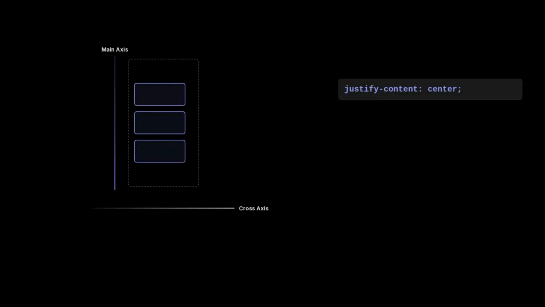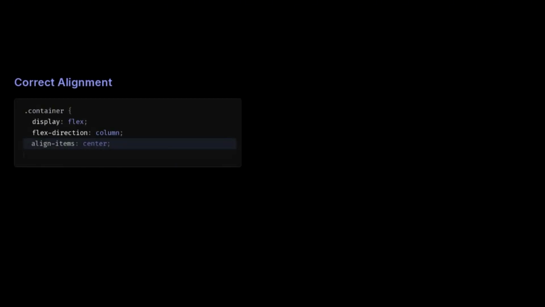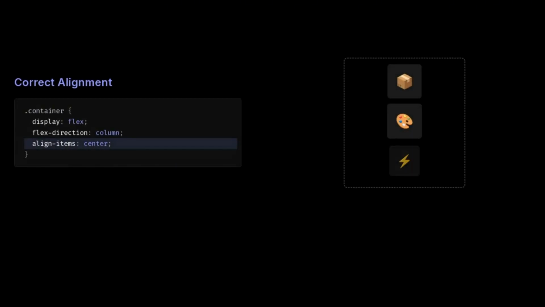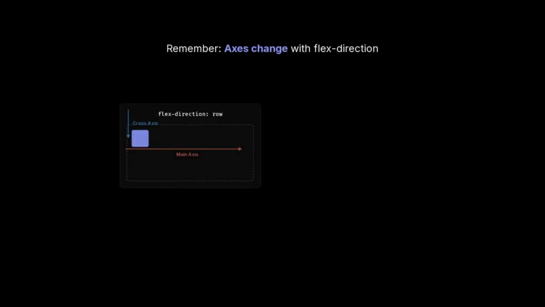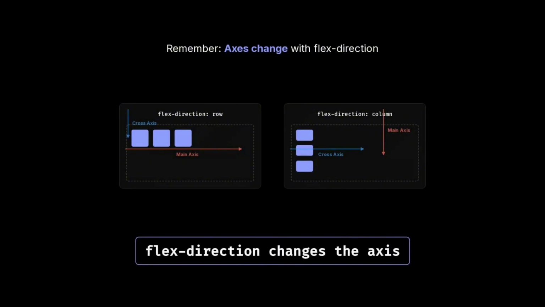Consequently, justify-content now controls vertical alignment along this new main axis. That's precisely why horizontal centering fails. It's operating on the wrong axis. To achieve horizontal alignment, use align-items: center. This property specifically targets the cross-axis, which is horizontal in a column flex container, ensuring correct positioning. Remember, flex-direction fundamentally changes the orientation of your main and cross-axis, impacting how alignment properties function. Always consider the axis direction.